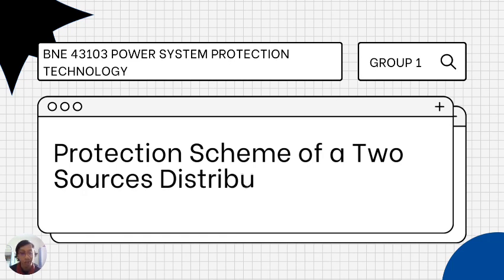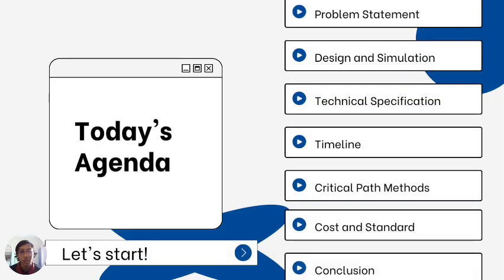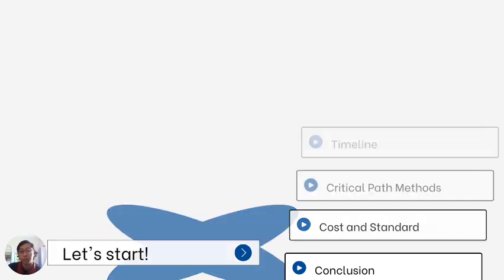We are from Group 1. We'll present about protection scheme of a two-source distribution system. So for today's agenda, we have introduction, problem statement, design and simulation, technical specification, timeline, critical path methods, cost and standard, and conclusion.